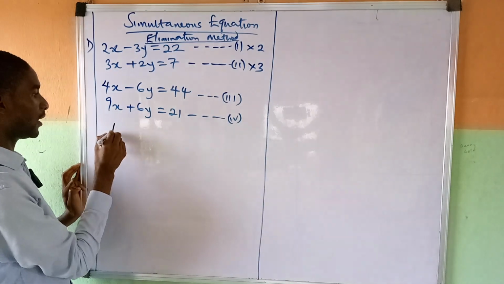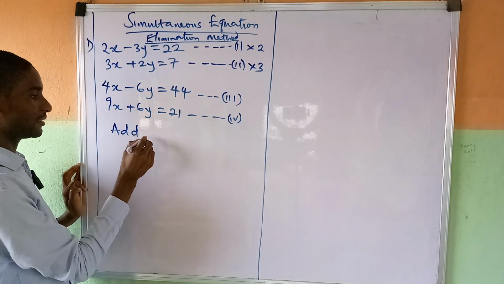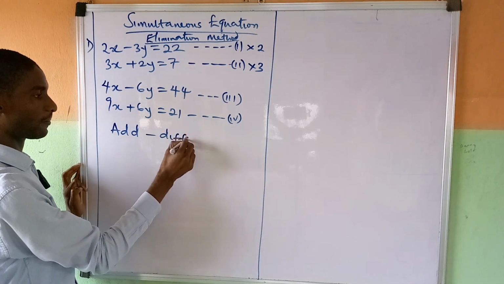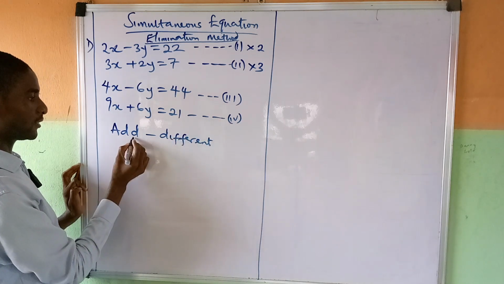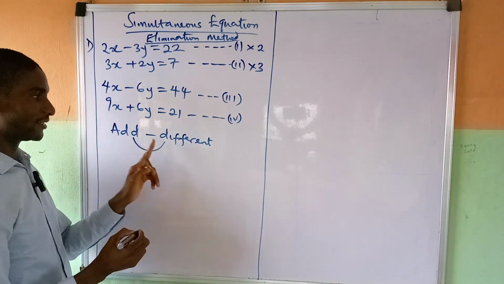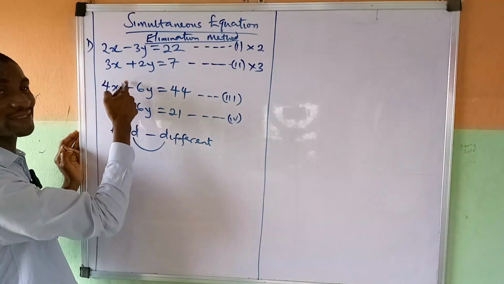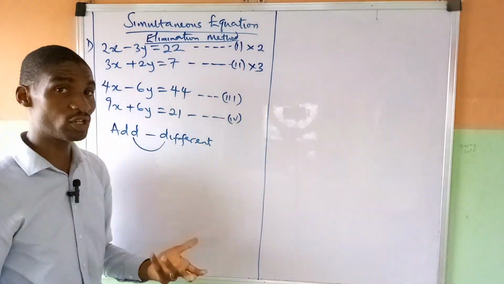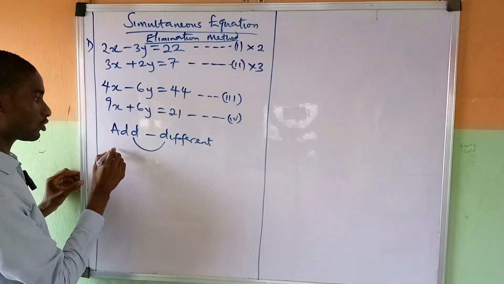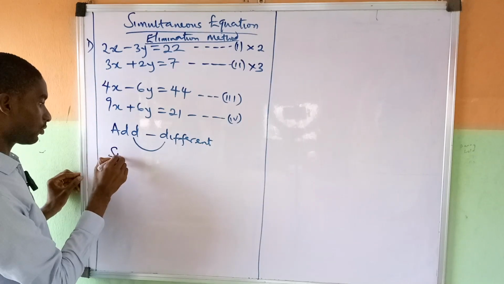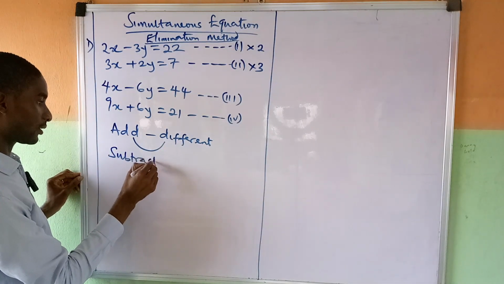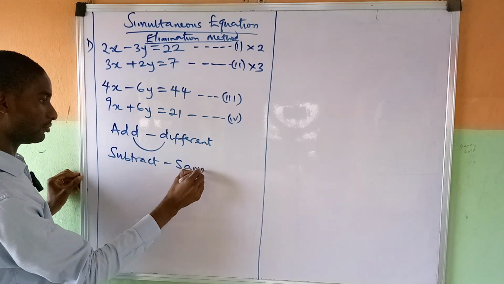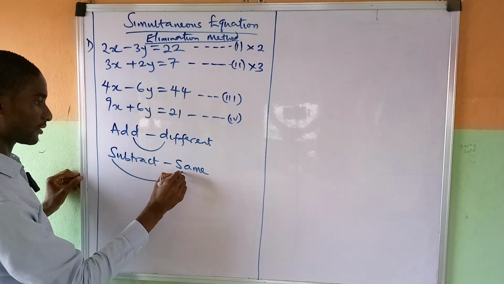You have a key or an acronym. You have add different. Can you see DD? Add different. So when you have different signs, you are going to add the two equations. Then you subtract same. Same. Can you see SS? SS.